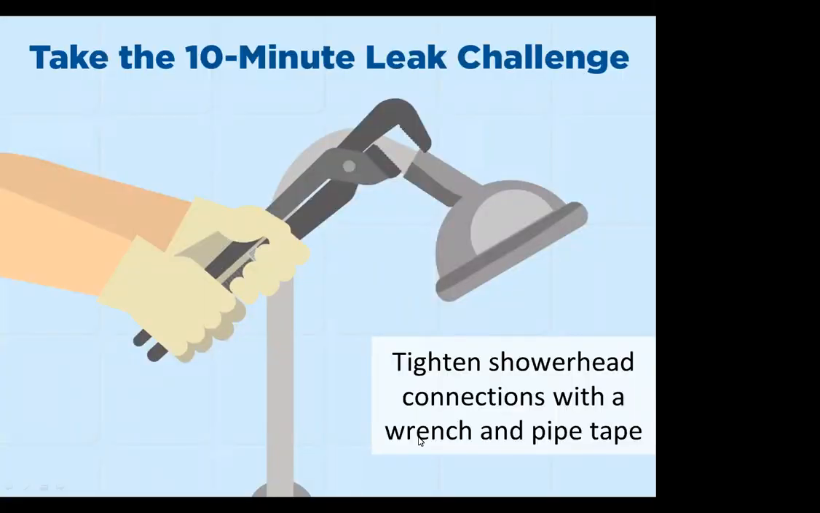Then another area to check is the shower head. So you'll want to tighten shower head connections with a wrench, and you can use pipe tape. You'll also want to check the shower diverter. The diverter is the mechanism that reroutes the water from the bathtub faucet to your shower head. And they just wear out over time, and it may also need to be replaced.